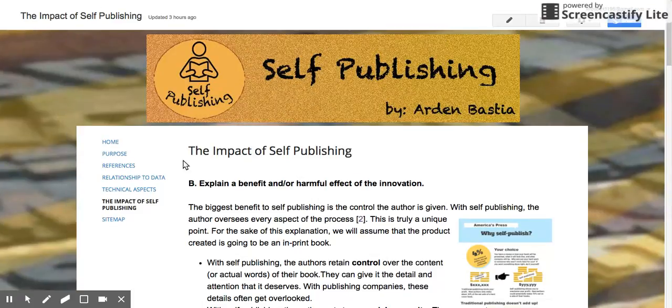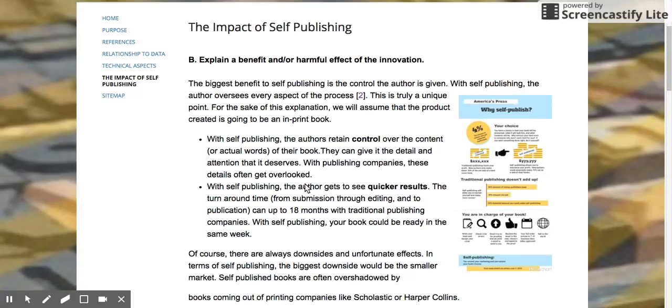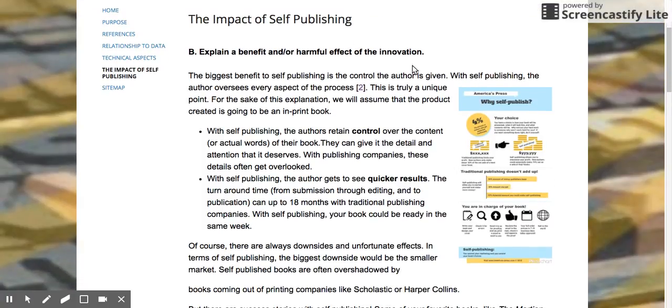In terms of the impact of self-publishing, there are both benefits and drawbacks. So one of the biggest benefits of self-publishing is, again, that control. You get to control every part of this process. In addition, you see quicker results. So your book is going to get out there within the same week if you absolutely want to. With a big publishing company, it can take up to 18 months, and sometimes that's just too long.